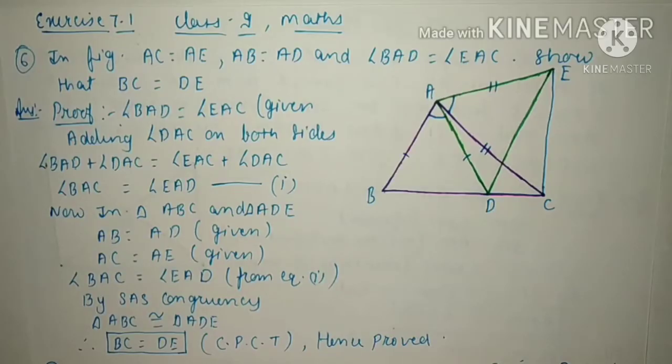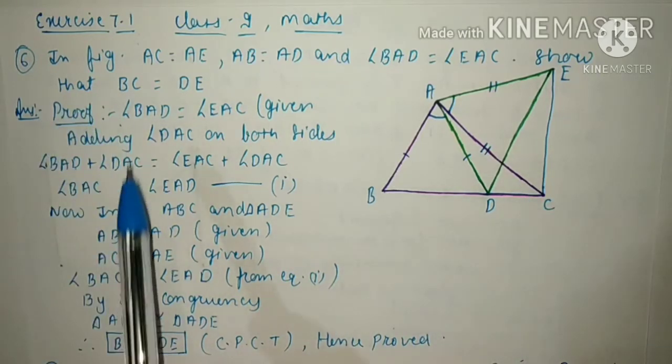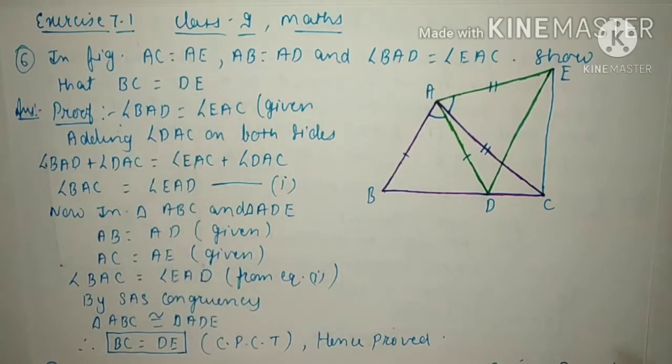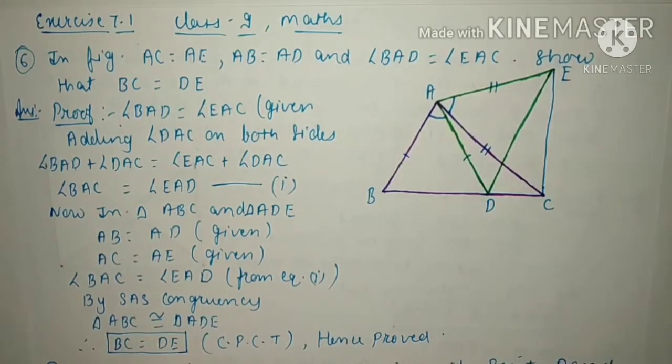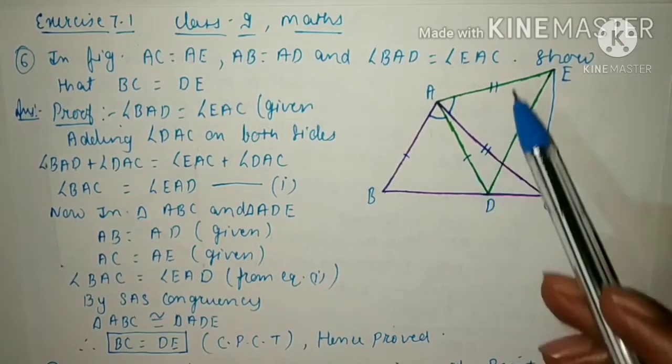Today we'll start the sixth question. Now see the sixth question. In the figure, this is the given figure to us. AC is equal to AE. This AC is equal to this AE. These both are marked by double lines.